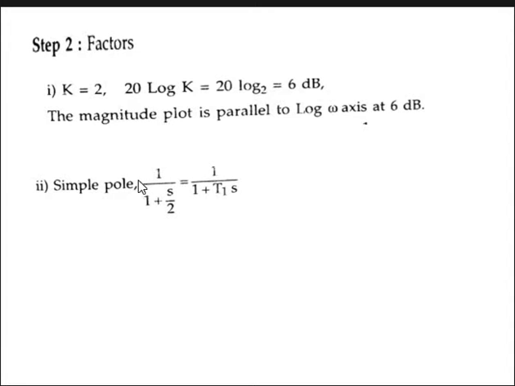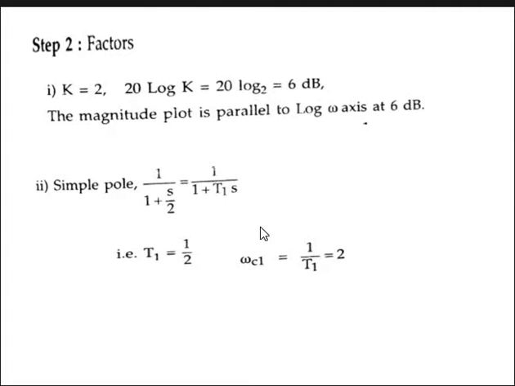Now the magnitude plot for the simple pole 1/(1 + s/2). This is a pole other than the origin, this is nothing but factor 3. So for factor 3, initially we can calculate the corner frequencies, and then only we can draw the magnitude plot. From this example, T1 is equal to 1/2. The corner frequency formula: omega C1 is equal to 1/T1. So the basic formula is omega C is equal to 1/T. Here 2 poles will be there, so omega C1 is equal to 1/T1, that is equal to 2. So this is the first corner frequency.